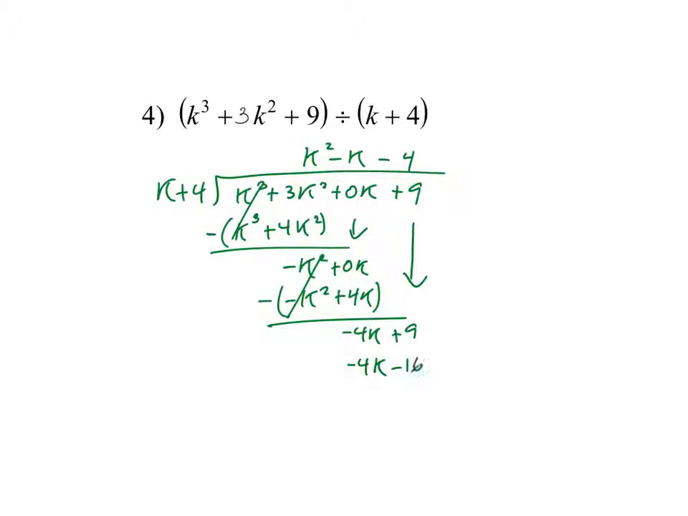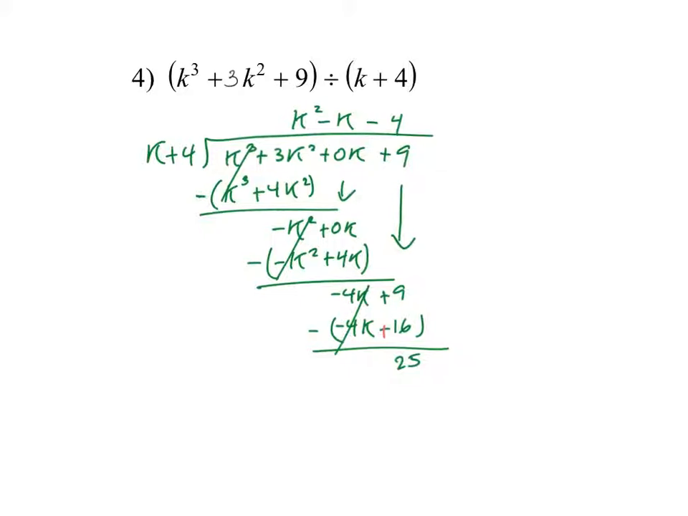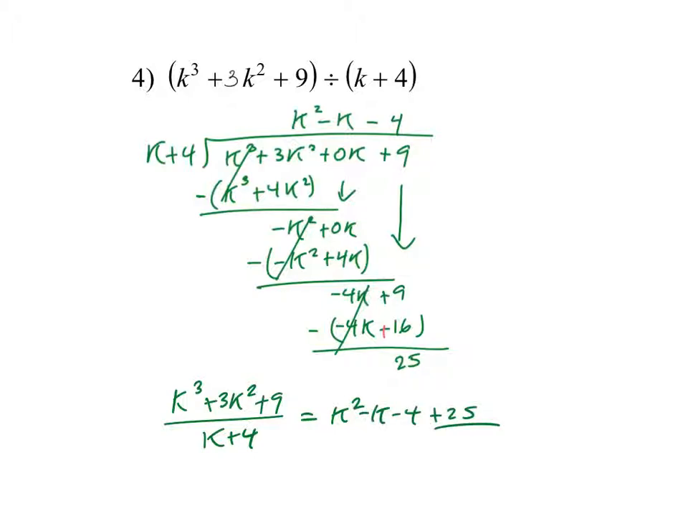plus or minus 16. So I'm going to subtract here. This cancels out. I have negative 9 plus 16. Remember that this negative changes to the opposite. So this is 25. So again, k cubed plus 3k squared plus 9 divided by k plus 4 equals k squared minus k minus 4 plus 25 divided by k plus 4.